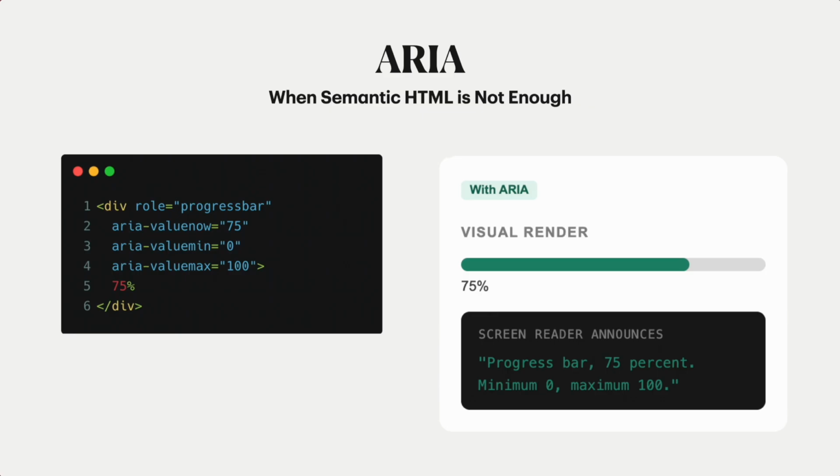It's also worth knowing that bad ARIA is worse than no ARIA. Applied incorrectly, ARIA attributes can actively mislead assistive technologies and make an interface harder to use than if nothing had been added at all. So use native HTML first and reach for ARIA carefully and deliberately when you actually need it. I'll link the MDN documentation on the resource website if you want to go deeper.